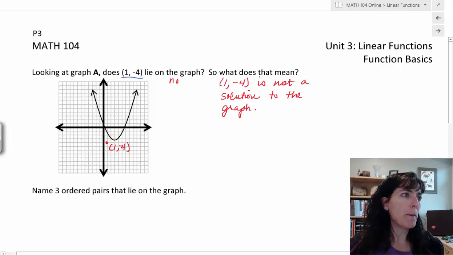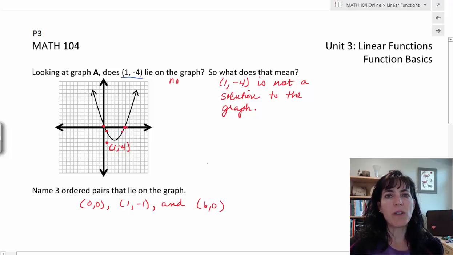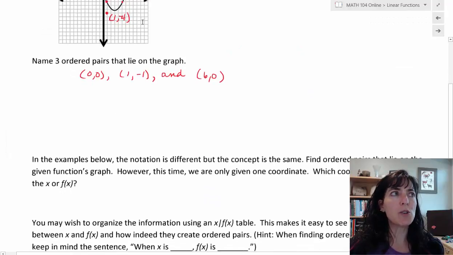For example, there's one right here. And it looks like we have another ordered pair right there, and one right there, and maybe even one right there. So we have a few to choose from. I'm going to say that (0, 0) appears to be on the graph. (1, -1) appears to be on the graph, and this one is (1, 2, 3, 4, 5, 6, 0) is also on the graph. So there are 3 ordered pairs that are on the graph, and they are solutions to the equation for that parabola.